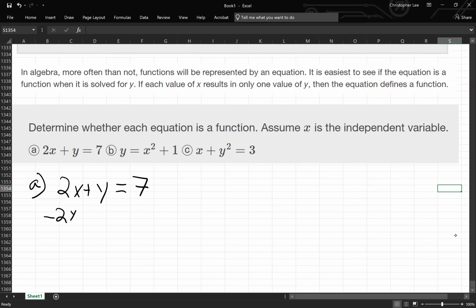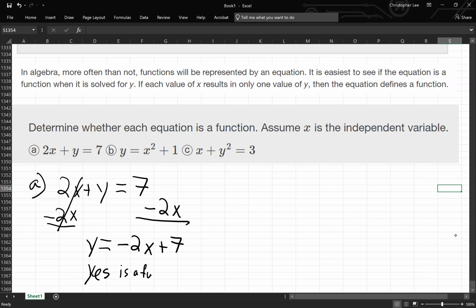Subtract the 2x to get rid of it. And what you do to one side, you have to do to the other. So now what do I have? y equals negative 2x plus 7. I got y by itself. So yes, this is in fact a function, determined once it's simplified fully, if you can solve for y.